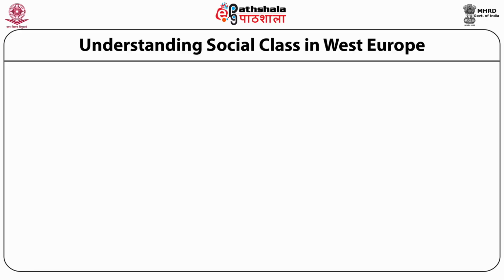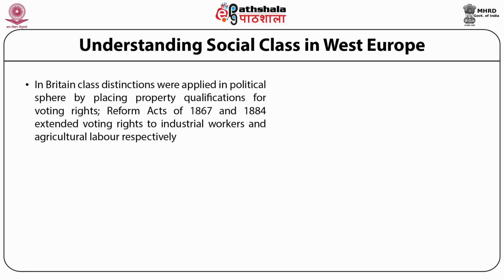In this, I would try to understand class relations or the nature of class structure in different societies of the West. I would first start with Britain. In Britain, class distinctions were applied in the political sphere by placing property qualifications for voting rights. As we know, the Industrial Revolution did not completely democratize British society. Rather, the Industrial Revolution created class divisions and denied a large mass of people who belonged to the lower class one of the most basic rights, which is the voting right.